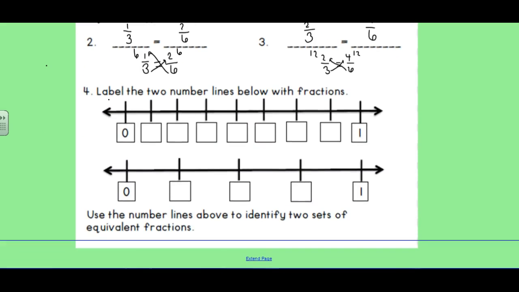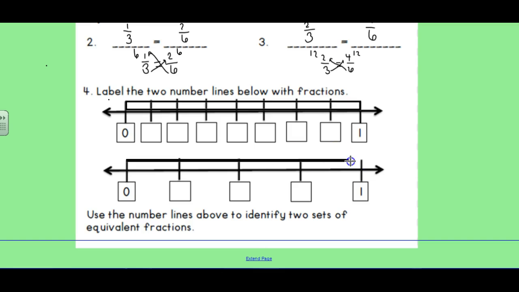Okay, we're going to move on to number 4, and we're going to do exactly what we just did on the first two number lines. So we need to get our rectangles and draw them from 0 to 1 on both of these number lines, so we can see how many equal parts there are on each number line.